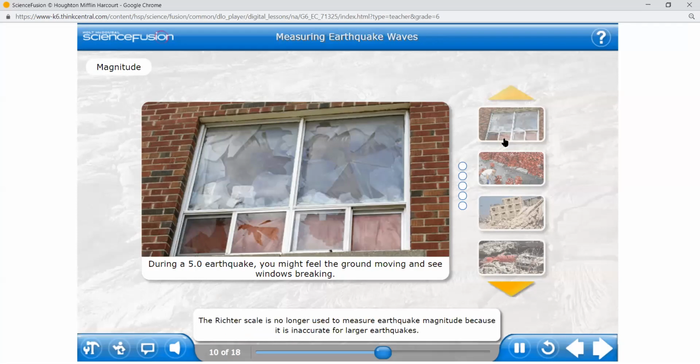The Richter scale is no longer used to measure earthquake magnitude because it is inaccurate. They say that it was used before, but now they're not using the Richter scale because it's not that accurate. And you all know very well that now everything is so organized, with the machines. So they're not using those manual scales.